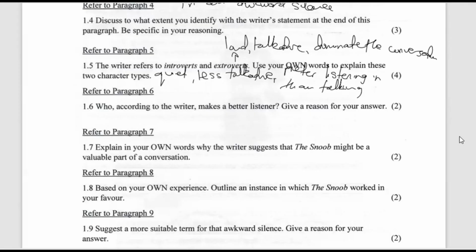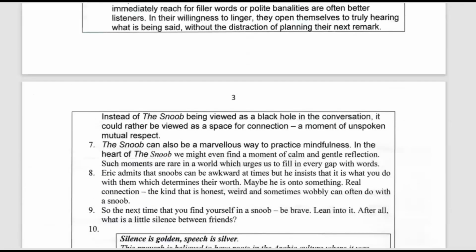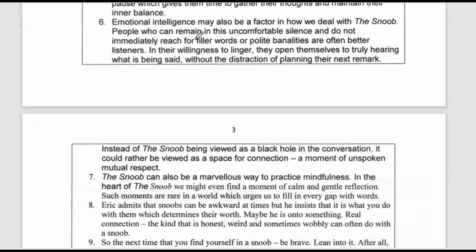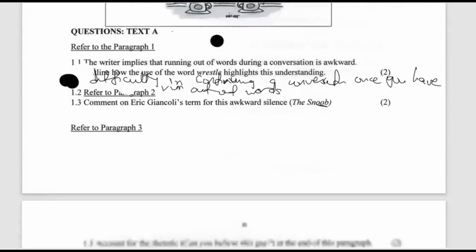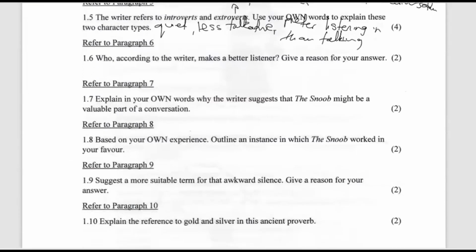So as a result, who, according to the writer, makes a better listener? Give a reason for your answer. I believe what he talked about is people do not make irrelevant comments to make the conversation interesting, because they will truly listen and think about what they will say next. So in paragraph 6, if I remember clearly, let's go back. He says, people who can remain in this uncomfortable silence and do not immediately reach for filler words or polite banalities are often better listeners. So it means that the quiet introverts are better. And as such, why? They do not need to make comments unnecessarily.